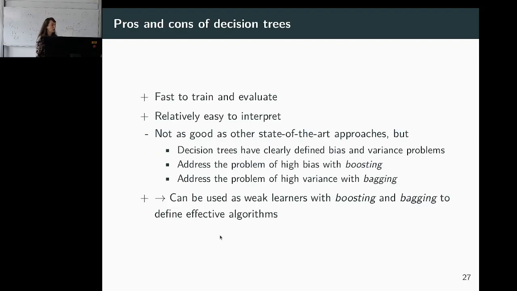So the pros and cons of decision trees. They are very fast to train and evaluate, relatively easy to interpret, but the big minus is that they are not as good as other state-of-the-art approaches. But the plus, again, is that they have this clearly defined bias and variance problem, and we can address the problem of high bias with boosting or the problem of high variance with bagging. And that way, they can be used as weak learners with boosting and bagging to define effective algorithms.